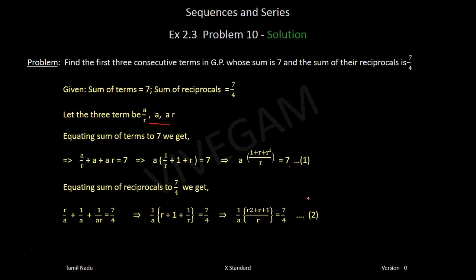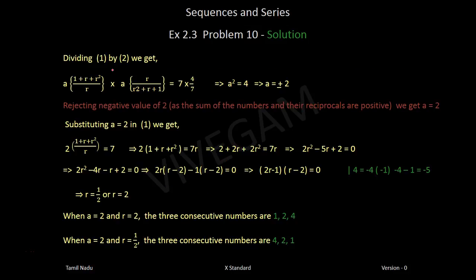Now you divide equation 1 by 2. You can see it's the same here. 1 plus R square, here it is R square plus R plus 1, which is the same. So you can divide this by this. You will get A divided by 1 by A, which will become A square. And 7 divided by 7 by 4 will be equal to 4. So dividing 1 by 2, you get A into 1 plus R square by R. But when we divide, it becomes a reciprocal, right? So into A, R by R square plus R plus 1, right?